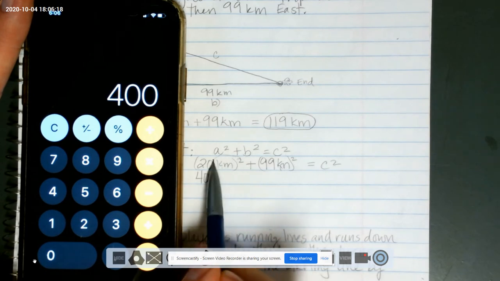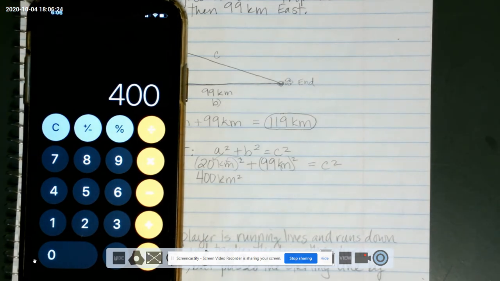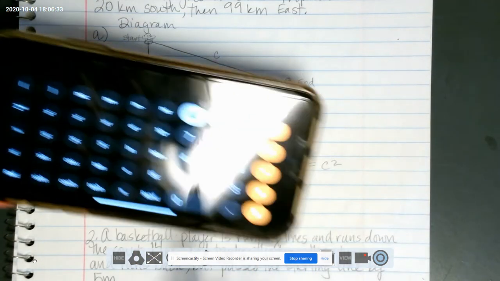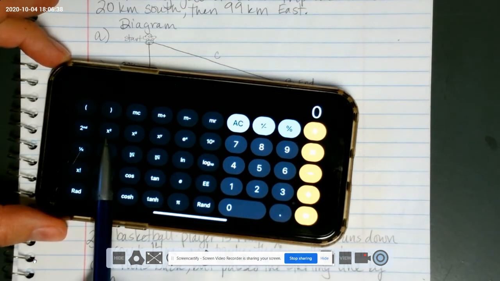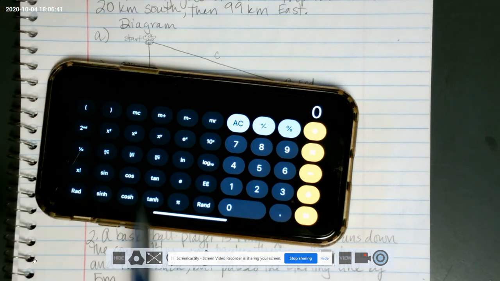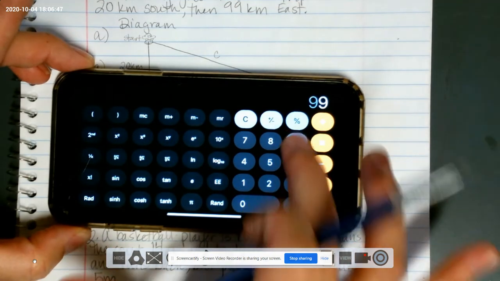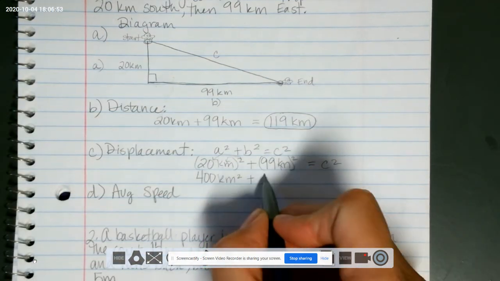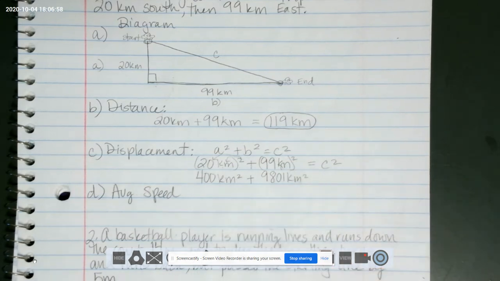Now I squared 20, but I also need to square kilometers. It's going to be 20 kilometers squared. Remember, we'll get rid of that later, but we have to have it there now when we're talking units. The other one is 99. If you did have a scientific calculator, the squared button is this, x² on my iPhone, and it would look similar on a scientific calculator. So I could do 99 times 99, or I could go 99 and hit the squared button, and it's going to tell me that's 9,801. So plus 9,801 kilometers squared, because I square everything inside the parentheses.